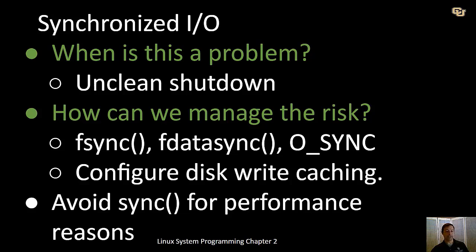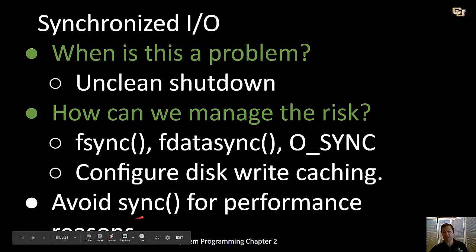So how can we manage this risk? We really have to know about it as application programmers, and we have to know that we need to do a synchronization on specific steps where it's important. And there are different ways to do synchronization: there's fsync, there's fdatasync, and there's also O_SYNC, which is the option that you could pass into the open command. There's also an option where you can configure disk write caching to set the rules about when a write to disk is reported as successful relative to when it was actually physically written to the media on the disk.